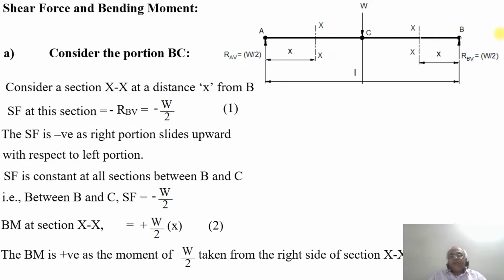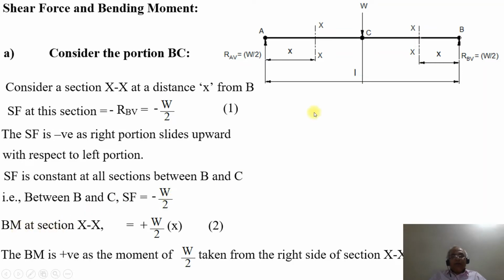By the sign convention, the SF here is negative, as the right portion slides upwards with respect to the left portion. SF towards the left side acting upwards is positive, and SF towards the right side acting upwards is negative. So the SF at this section XX will be minus W by 2. Similarly, between B and C, SF is constant, because no other load is acting between these two points. So between B and C, SF is equal to minus W by 2.